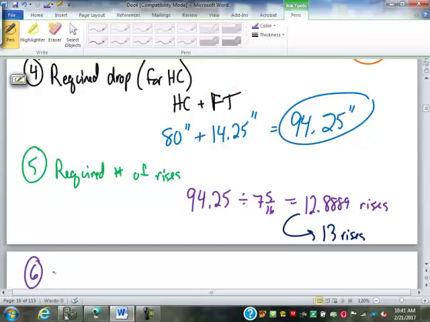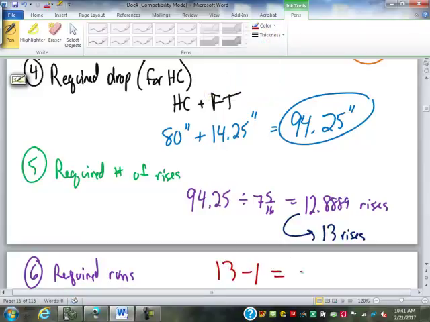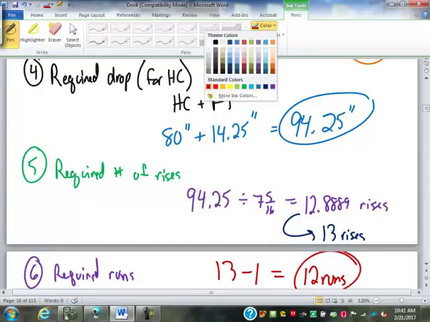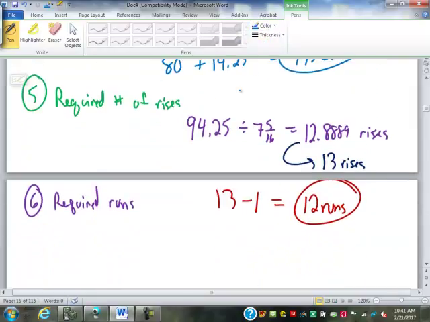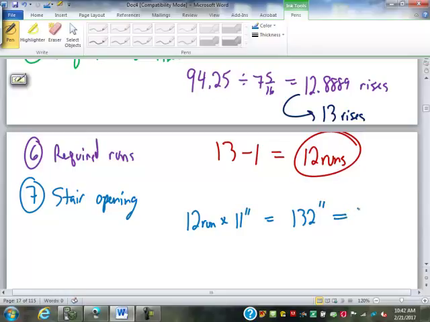Step 6. Required unit runs. You got it. Number of rises minus 1. 13 minus 1 gives us 12 runs. Number 7. Stair opening is the number of runs, 12 runs times the 11-inch tread is 132 inches, or 11 foot.